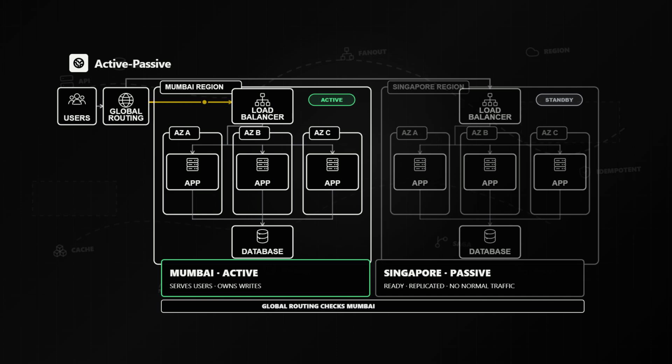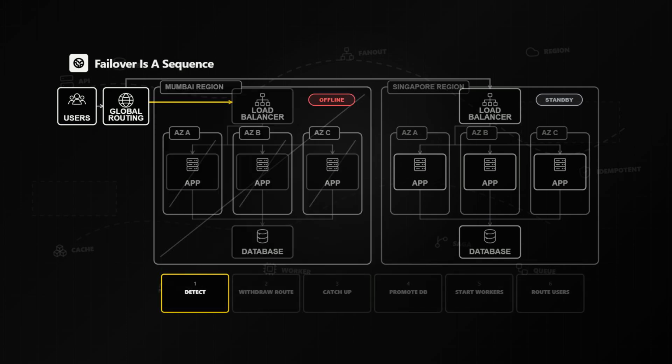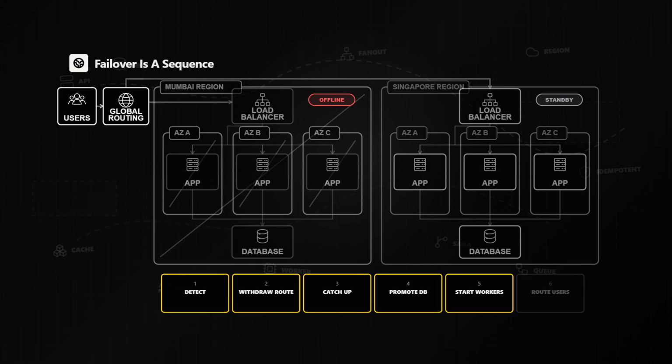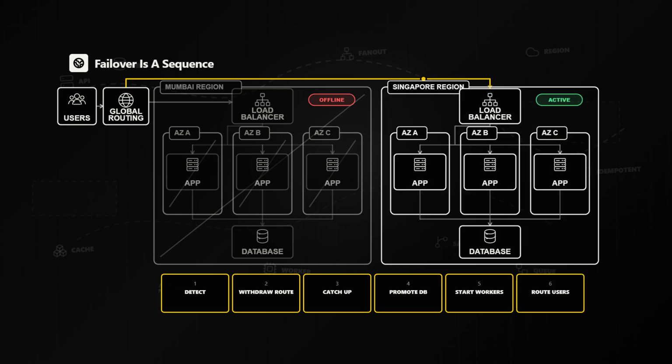Global routing checks Mumbai while the standby verifies that its servers, database credentials, and dependencies are ready to take over. Then Mumbai fails. Global routing stops sending new requests there, but redirecting traffic is only one part of failover. Singapore may need to confirm replication has caught up, promote its database to accept writes, enable background workers, and start the jobs Mumbai previously owned. Only then should customer traffic move. If both regions accidentally run the same scheduler or consume the same work, failover can create duplicates instead of availability.